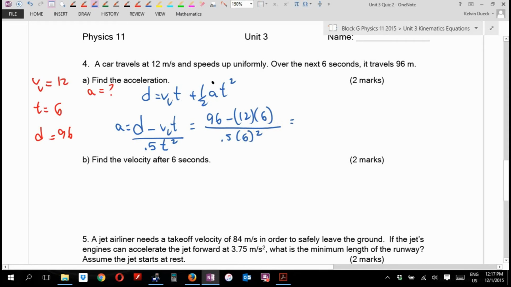You know what? I might be able to do this in my head, because 12 times 6 is 72. This is 96 take away 72, which is 24. Dividing by 0.5, that's the same as timesing by 2. This is 48 over 36. Divide by 12, 4 over 3 is the answer. 1.333? Oh, I may be off. Am I on? Woohoo!